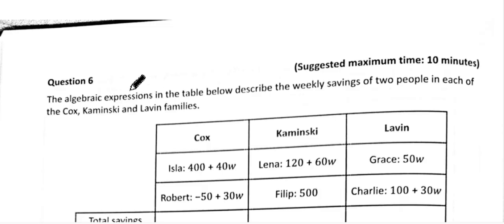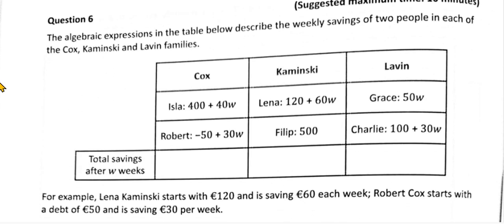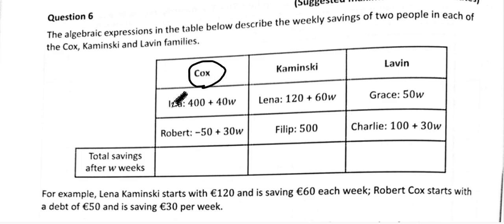The algebraic expressions in the table below describe the weekly savings of 2 people in each of the Cox, Kaminsky and Lavin families. So there's 2 members of the Cox family. Who are they? Isla Cox and Robert Cox. 2 members of the Kaminsky family, Lena and Philippe. And finally, Grace and Charlie Lavin.